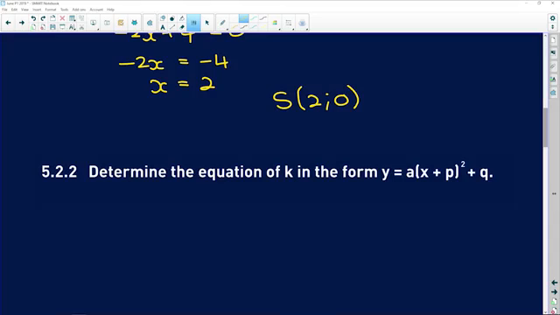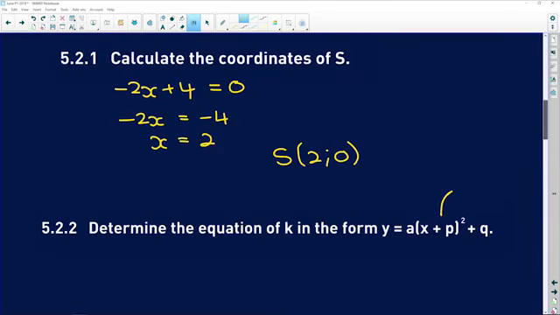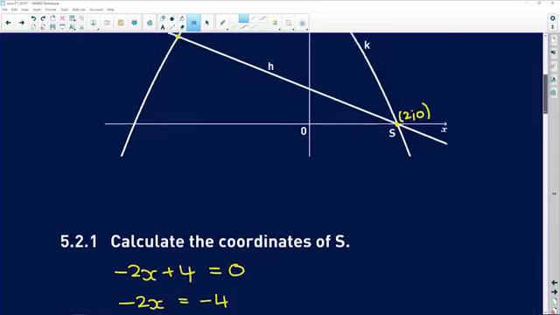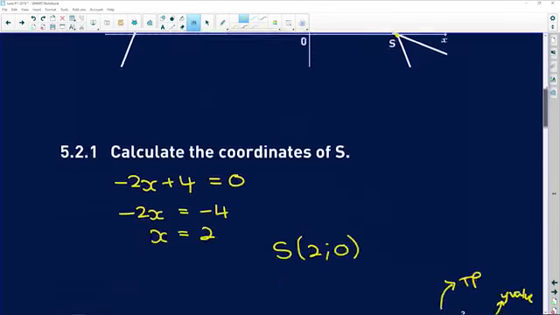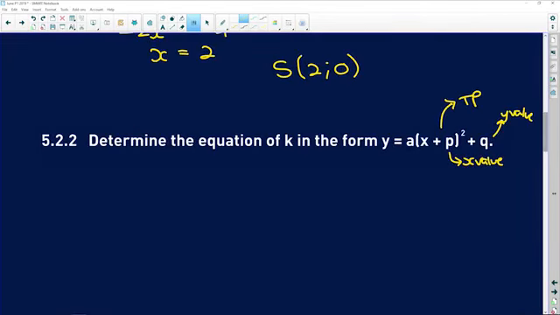5.2.2 says determine the equation of k in the form y equals a(x plus p) squared plus q. Okay, so this is the turning point formula. Remember, guys, this is your x value of the turning point, and that's the y value. And we've been given the turning point. Okay, it's negative 1 and 18. So we know that y equals a(x plus 1), remember the sign changes in the brackets, squared plus 18.